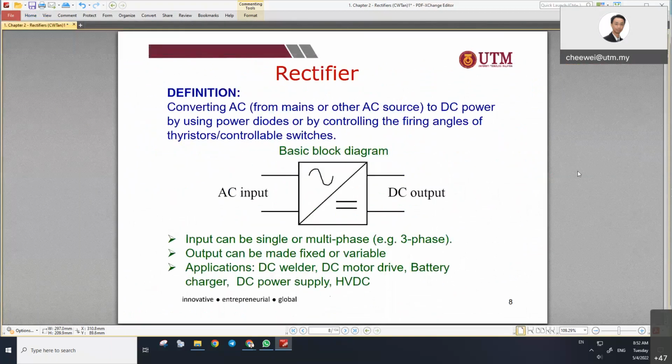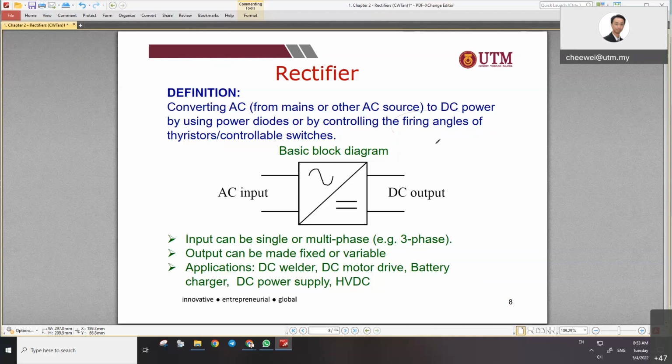Okay, now rectifier, if you look at the definition, it's converting AC from the mains or from the outlet of the socket. It's AC form, which is AC is what? Alternating current in a sine wave. And we want to change that sine wave into a straight line, which is a DC power, by using diodes or by controlling the firing angle of thyristors.